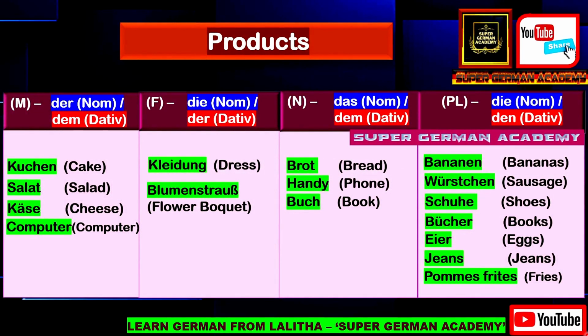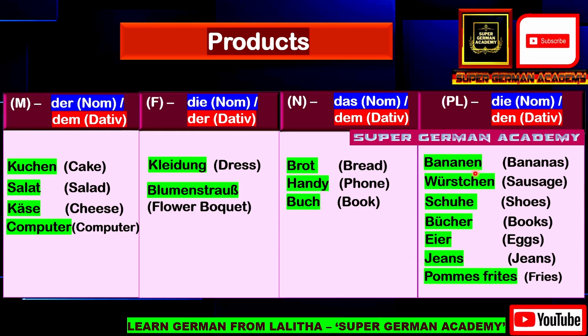Products. Now here are a few of the products that were introduced in this lesson. They are Kuchen means cake, Salat is salad, Käse means cheese, Computer is the same, computer. Kleidung means dress, clothes. Blumenstrauß means flower bouquet. Blumen means flowers, Strauß means bouquet. Brot is bread, Handy is phone, Buch is book.